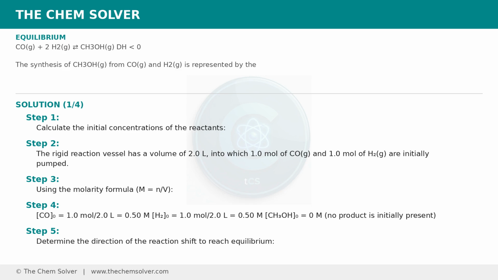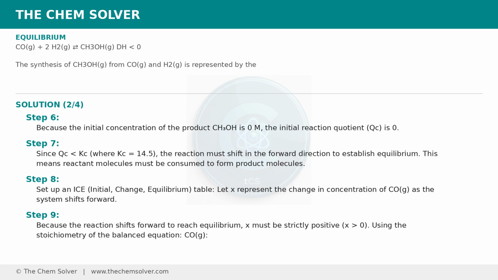CH3OH,0 is equal to 0 molar. No product is initially present. Determine the direction of the reaction shift to reach equilibrium. Because the initial concentration of the product CH3OH is 0 molar, the initial reaction quotient, Qc, is 0. Since Qc is less than Kc, where Kc equals 14.5, the reaction must shift in the forward direction to establish equilibrium. This means reactant molecules must be consumed to form product molecules.